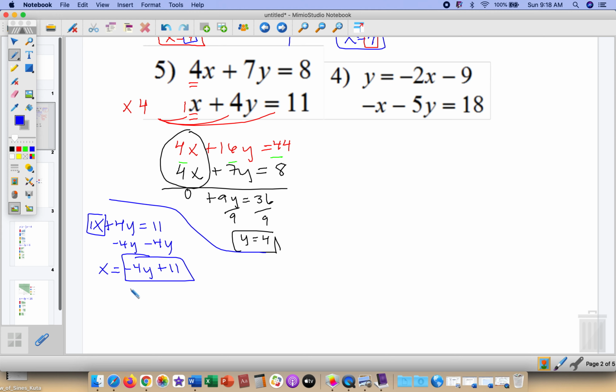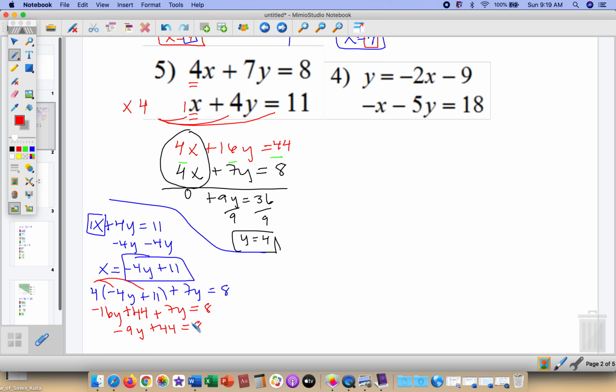And then I could substitute that in the x spot in the other equation. So we'd write 4 times, insert negative 4y plus 11, plus 7y equals 8. We would then distribute and get negative 16y plus 44 plus 7y equals 8. So then we would say negative 16 plus 7 would get us negative 9. So negative 9y plus 44 equals 8.